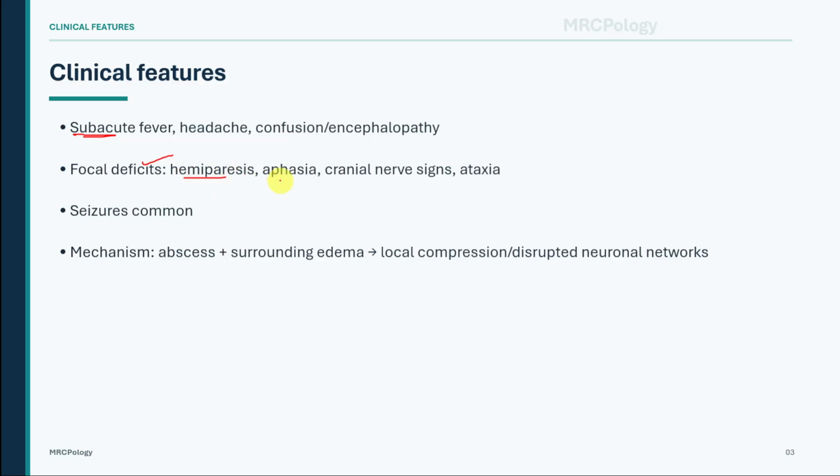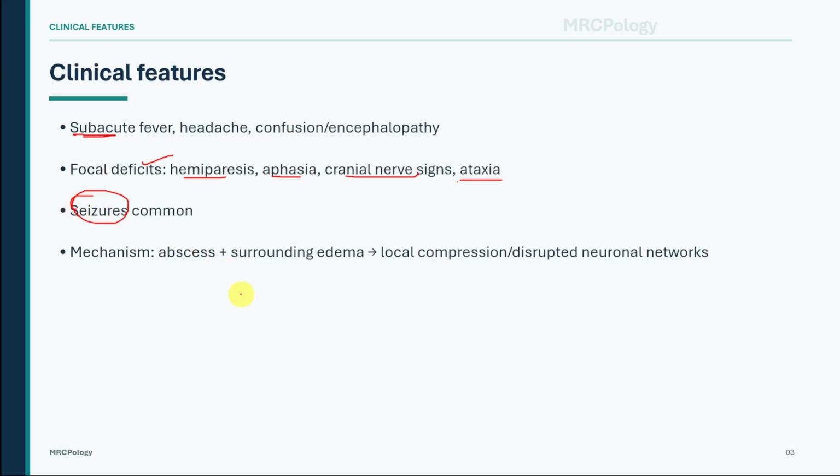So a lesion affecting motor pathways may cause hemiparesis. A lesion affecting language areas may cause aphasia. Brainstem or deep lesions may produce cranial nerve signs or ataxia. Seizures are also common because irritated brain tissue becomes electrically unstable.